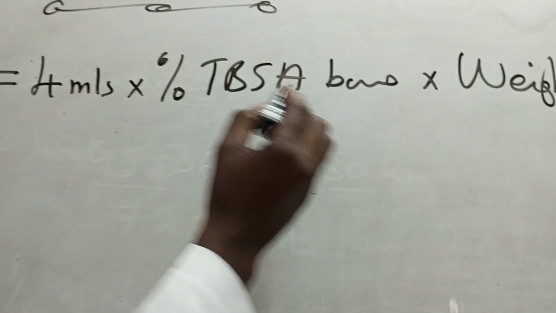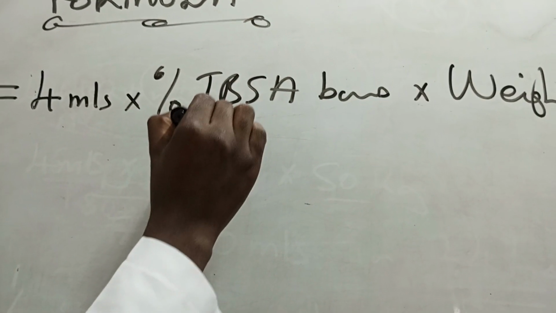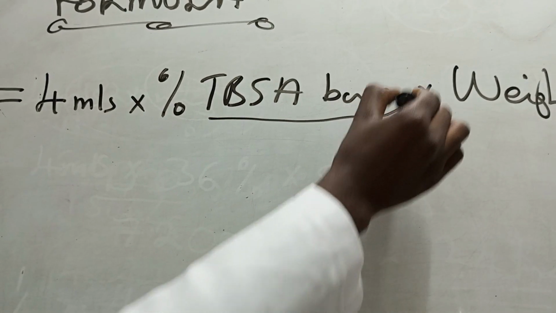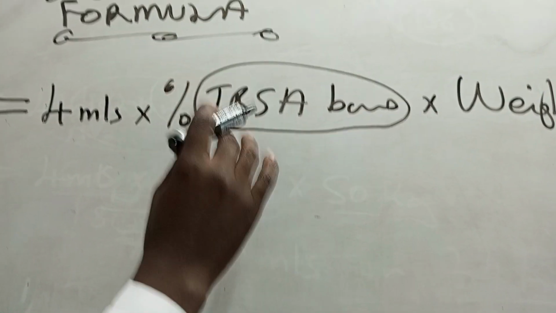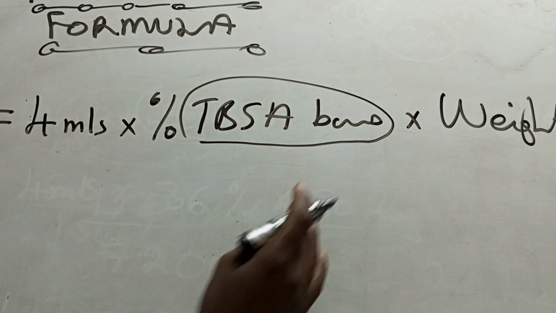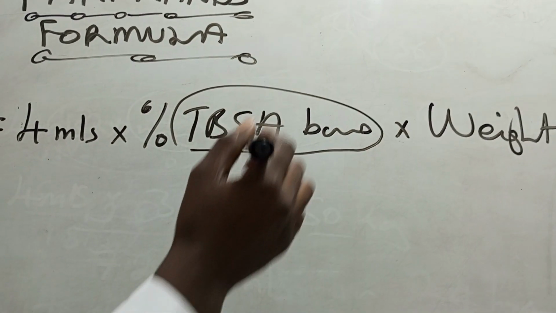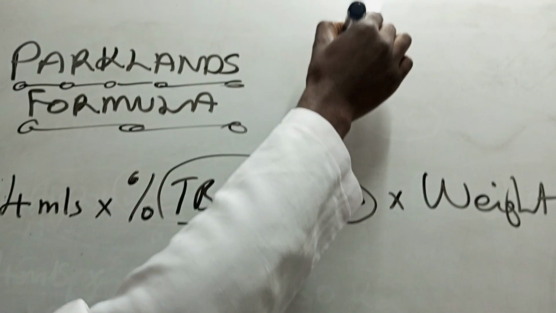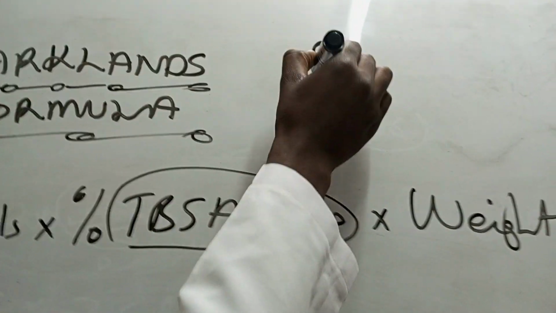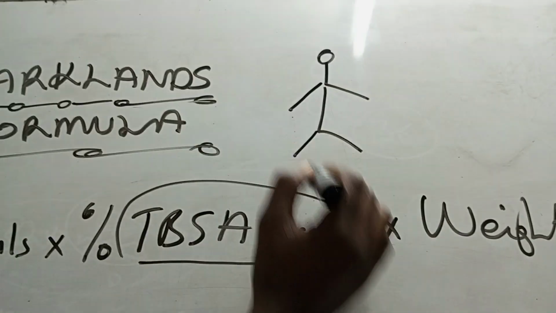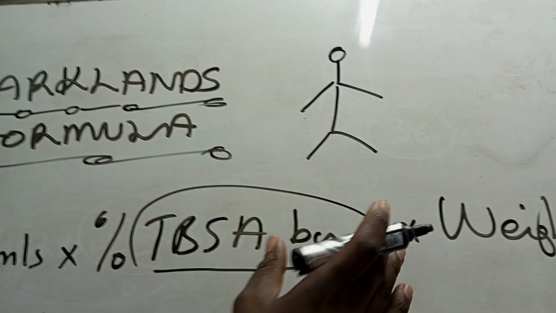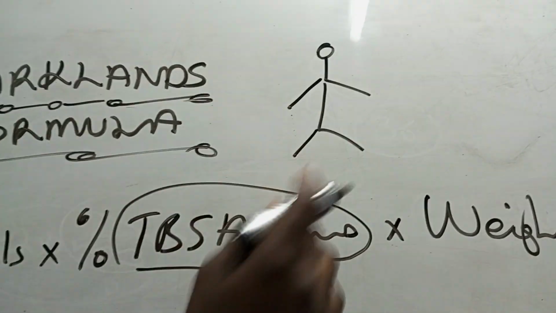Now, I'm interested in the TBSA, the total body surface area burned. For the total body surface area, we use what is known as the rule of 9. Under the rule of 9, each part of our body has a particular multiple of 9 which is allocated to it.